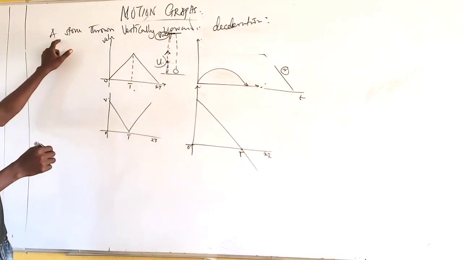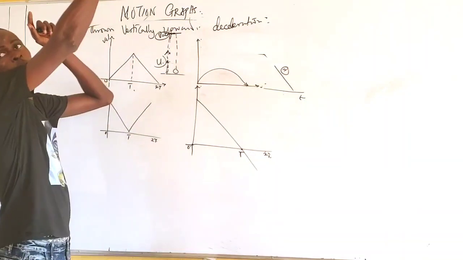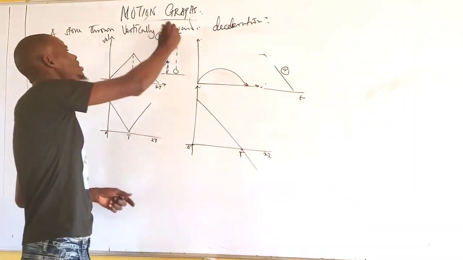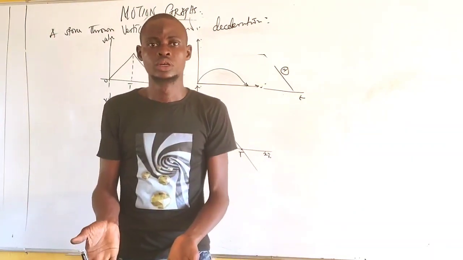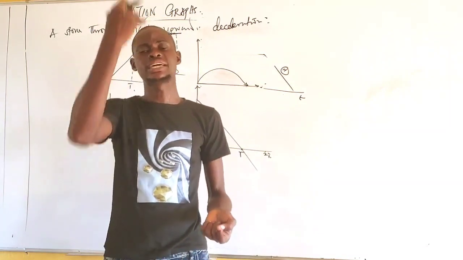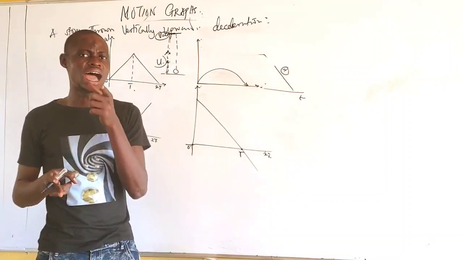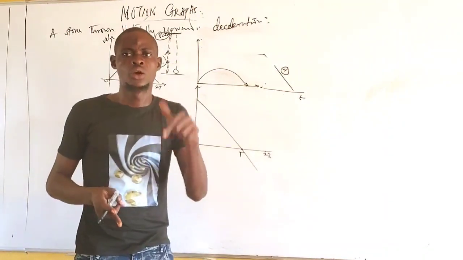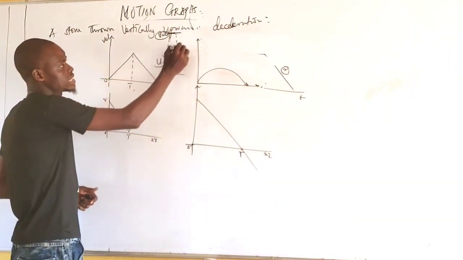So I'm still trying to analyze this stone. They say the stone is thrown vertically upward. Don't forget it is going upward initially, it decelerates until it gets to its maximum height. When it comes to the maximum height, the body is now in position to drop down. Are you getting it? So when the body is dropping down from the maximum height, that body is moving in the same direction as gravity.